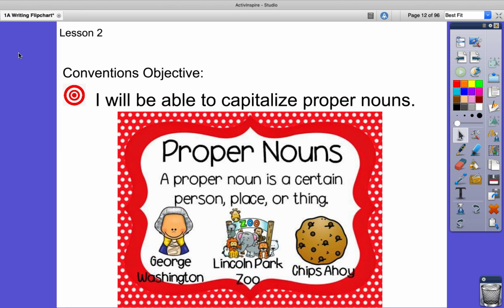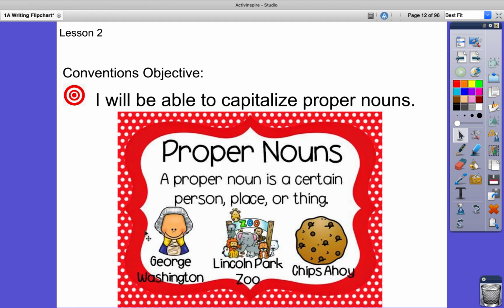Hello, second graders. Today we're going to continue with Lesson 2 for Unit 1, Module A. Our conventions objective today is I will be able to capitalize proper nouns. What are proper nouns? A proper noun is a certain person, place, or thing.